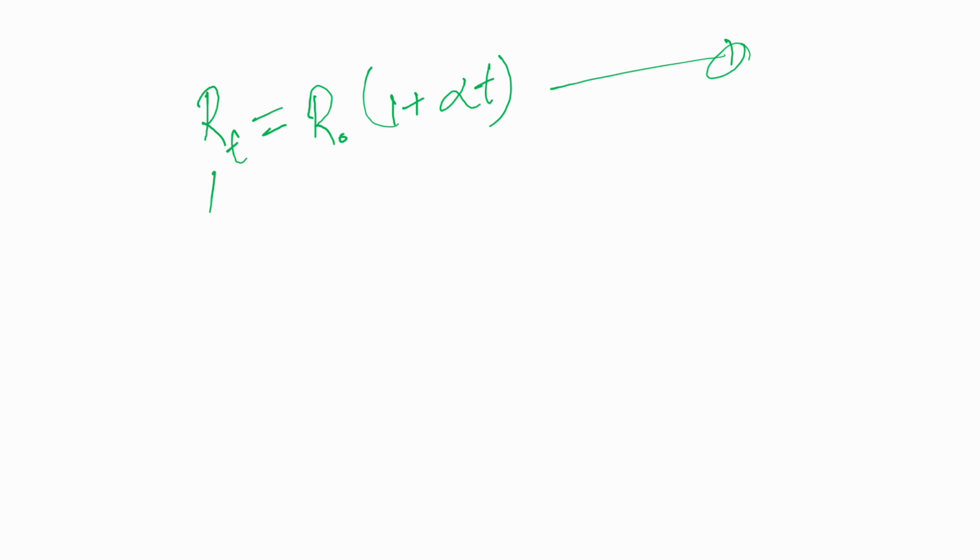To deal with the temperature coefficient of resistance, the equation is RT equals R0 times (1 plus alpha T). So this is equation 1, where RT is the resistance at a certain temperature, R0 is the resistance at 0 degree Celsius, alpha is the temperature coefficient, and T is the certain temperature. So let's see one example, and then you will get a clear understanding of how important the temperature coefficient of resistance is.